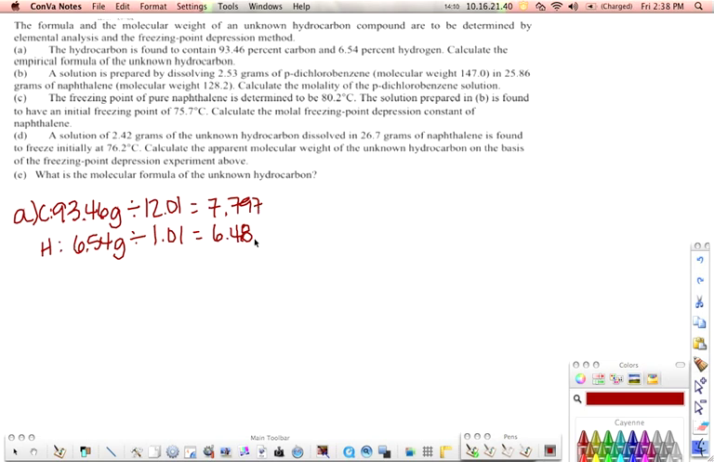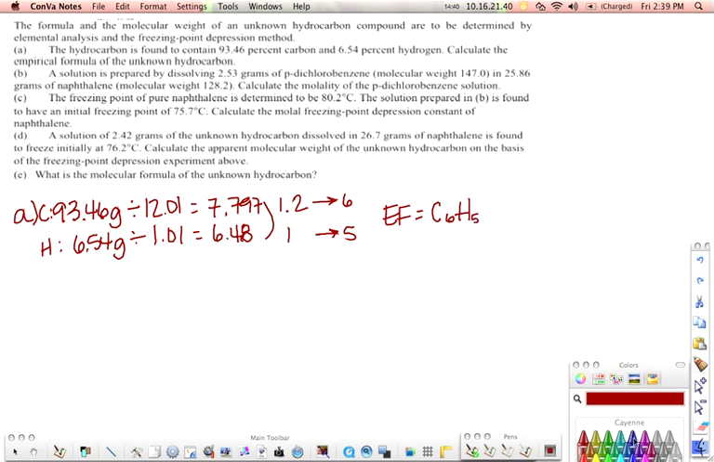So to get this into simplest whole number ratios, we divide it by the smallest one. So divide both of these numbers by 6.48, and this one becomes 1.2. This becomes 1. That's not a whole number, so to get rid of a 0.2, we multiply both of these numbers by 5, and this becomes a 6, and this becomes a 5. So our empirical formula is C6H5.